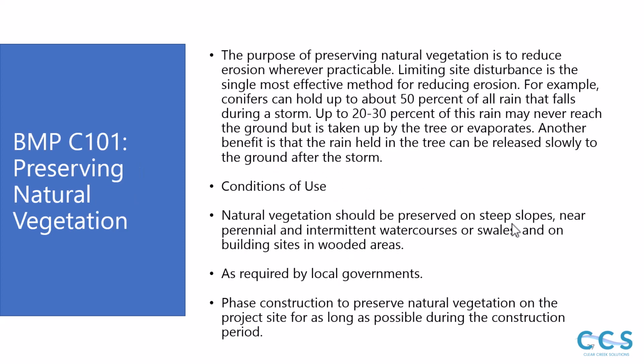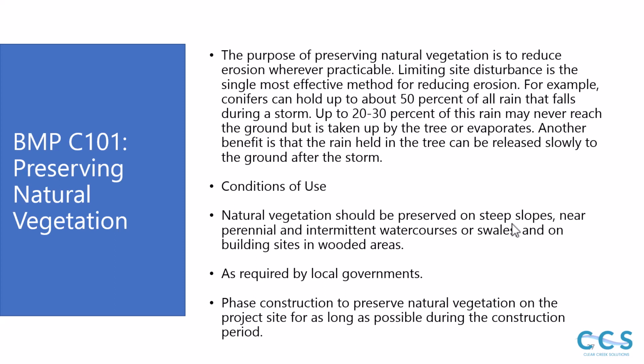So here's the first one we're going to go over here. This is BMP C101, preserving natural vegetation. So the purpose of preserving natural vegetation is to reduce erosion wherever practicable. Limiting site disturbance is the single most effective method for reducing erosion. For example, conifers can hold up to about 50% of all rain that falls during a storm. Up to 20 to 30% of this rain may never reach the ground, as it is taken up by the tree or evaporates. Another benefit is that the rain held in the tree can be released slowly to the ground after the storm.